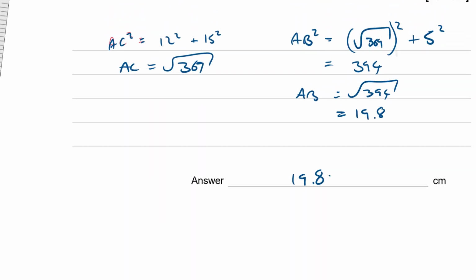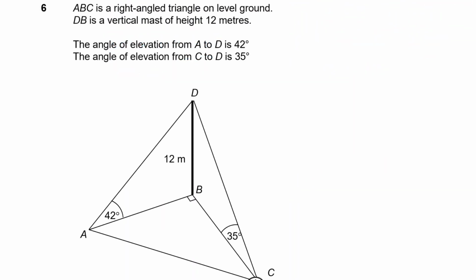Okay, let's move on. Question 6. ABC is a right-angled triangle on level ground. DB is a vertical mast of height 12 meters. The angle of elevation from A to D is 42, and the angle of elevation from C to D is 35. Now, it's always a good idea to double check that all that information is already on the diagram, because sometimes it isn't. So the vertical mast is 12, and that's already on there.